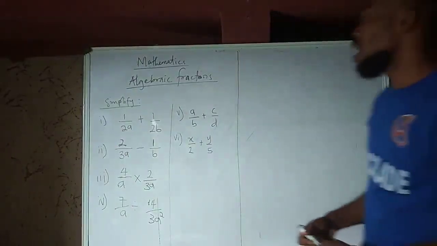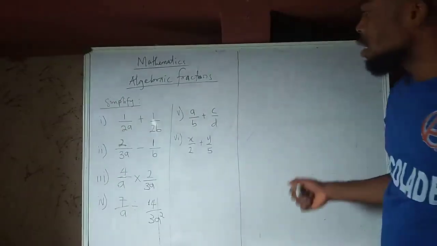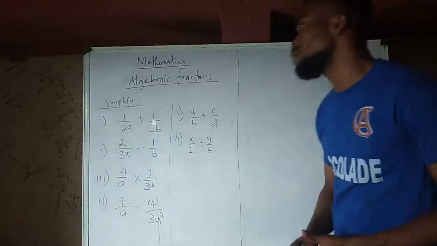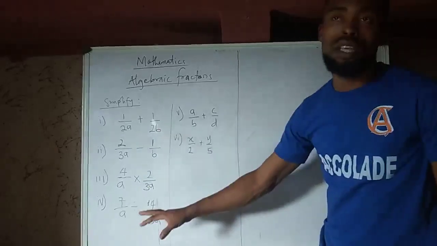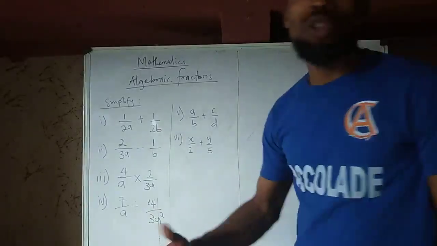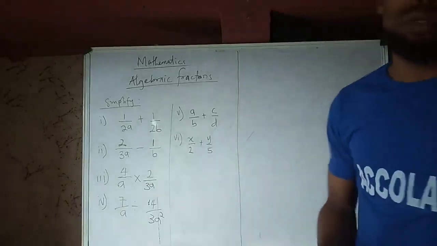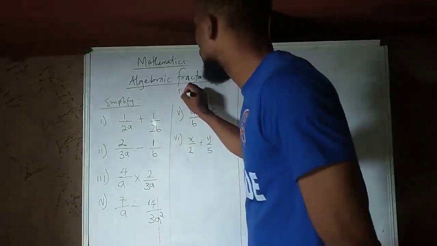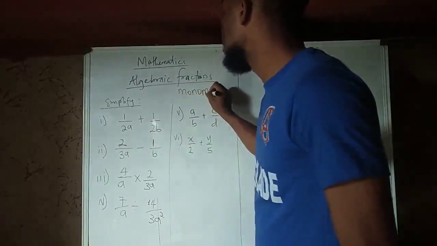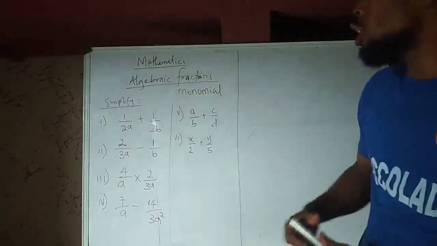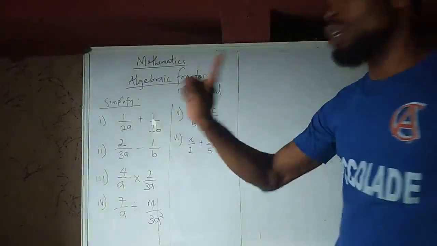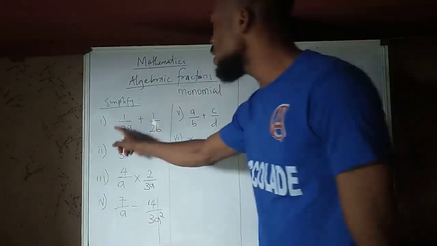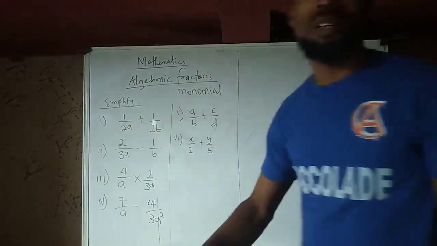Okay, so let's look at how to solve this problem. This type of algebraic fraction is actually called a monomial algebraic fraction. Monomial, because the denominators are just one term. 2a is a single term, 2b is a single term.